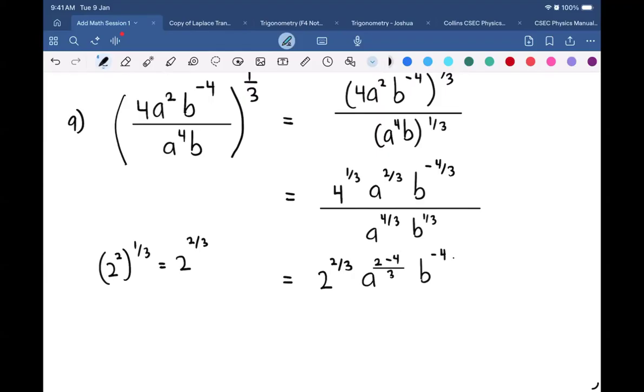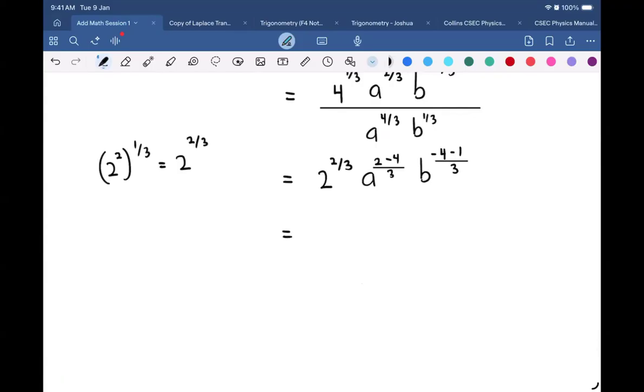Come on. Minus 4 take away 1 third. Right, and this is going to work out to be 2 minus 4, which is what? Minus 2. And this is going to be b to the power minus 5 over 3. That's the answer. Cool.